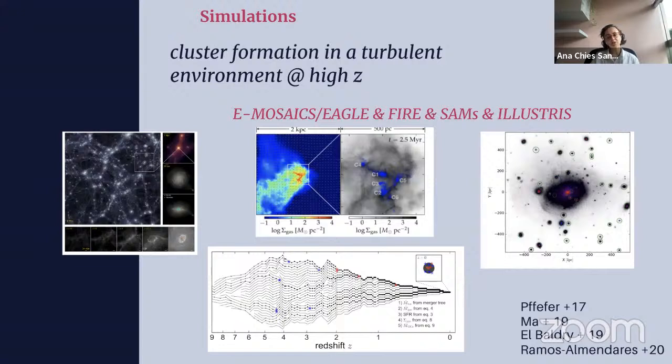And cosmological simulations tell us that cluster formation happens in a turbulent environment at higher z. And here I show examples of the state-of-the-art simulations, such as E-MOSAICS that is paired with EAGLE, the FIRE simulation, and other semi-analytical simulations paired with Illustris. Although substantial advancement has been achieved in the past years, we expect much progress in this front in the upcoming years.